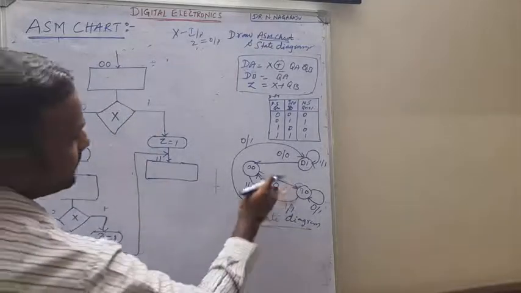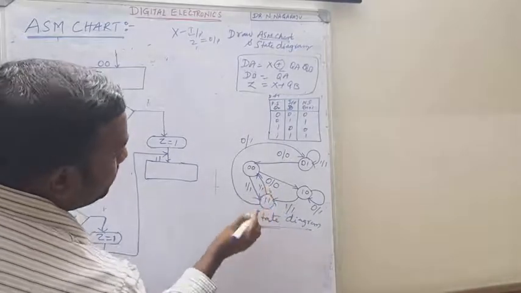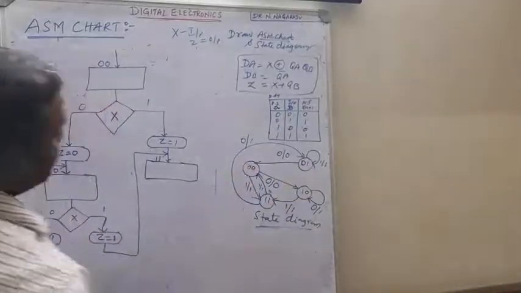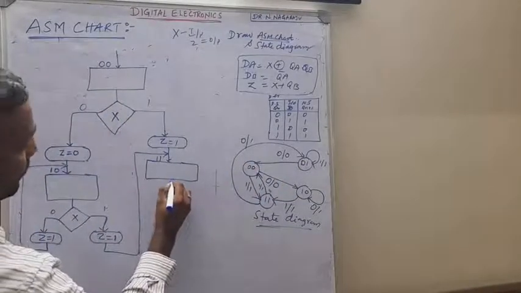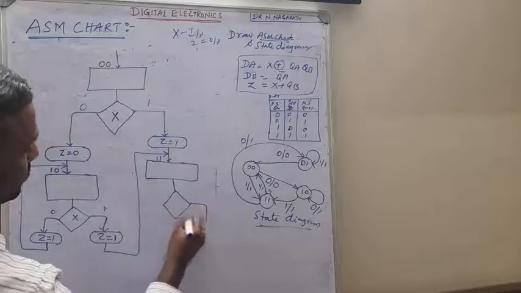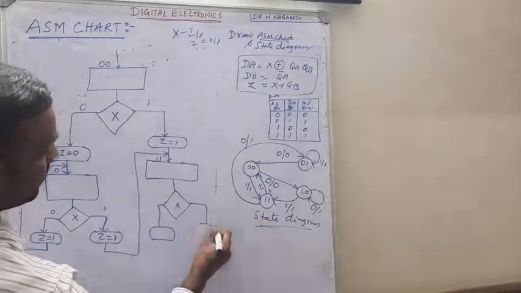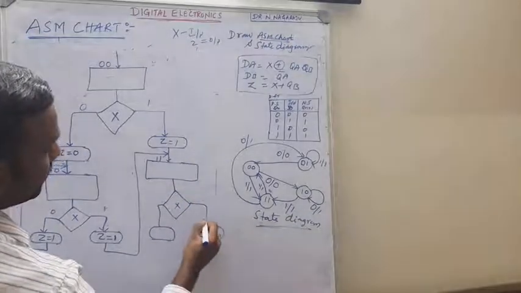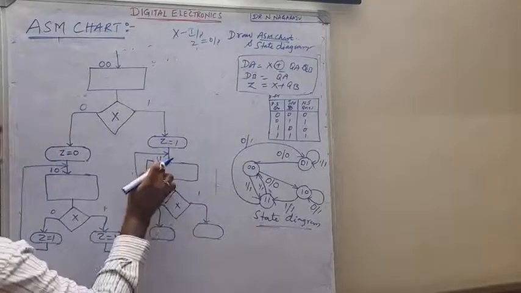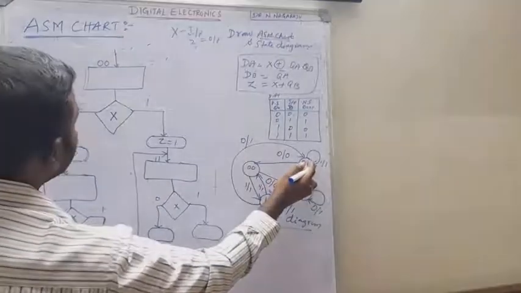Then come to the 1 1 state. If input is 0, where will it go? If input is 0, it will go to the 0 1 state. So what do you have to do now? First make one condition box. It has two exit paths. So make one decision box x, followed by a condition box. This is 0 and this is 1. So for the 1 1 state, if input is 0, x is equal to 0, it will go to the 0 1 state.